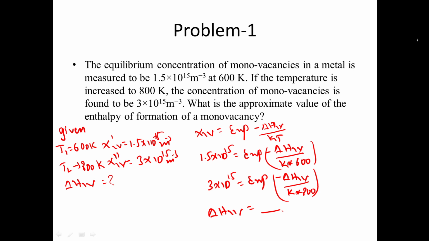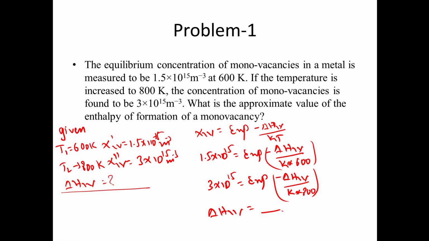Problem 1. The problem says that the equilibrium concentration of mono vacancies in a metal is measured to be 1.5 x 10^15 per meter cube at 600 Kelvin. If the temperature is increased to 800 Kelvin, the concentration of mono vacancies is 3 x 10^15 per meter cube. What is the approximate value of the enthalpy of formation of mono vacancies? So he is asking about the enthalpy of formation of the mono vacancies.